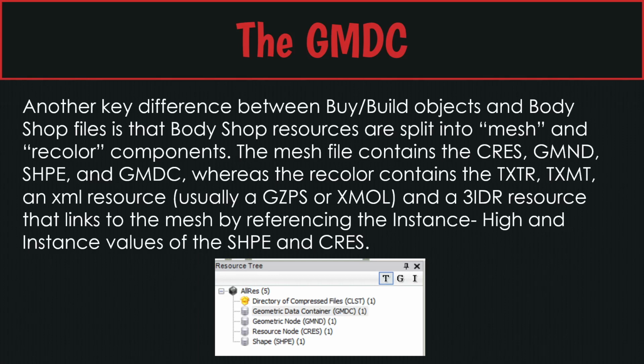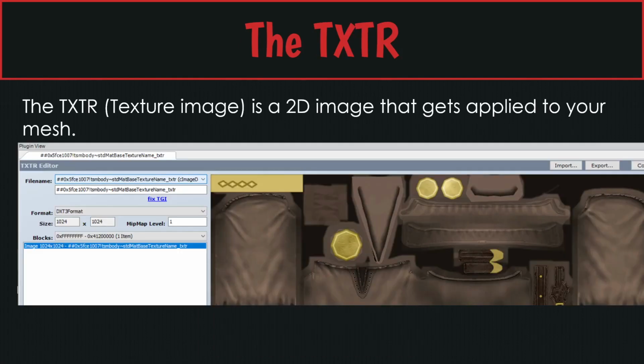What that means is, one package will have the entire mesh file. That is basically the crest, the shape, the GMND, and the GMDC. And then the other one will have all of the other components, the 3IDR, the XMOL or GZPS, and then the texture and the TXMT. And that brings us to TXTR.